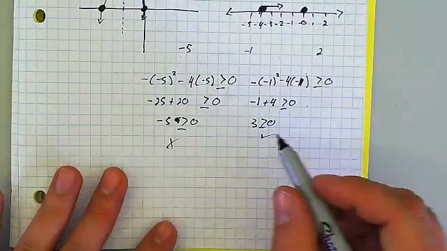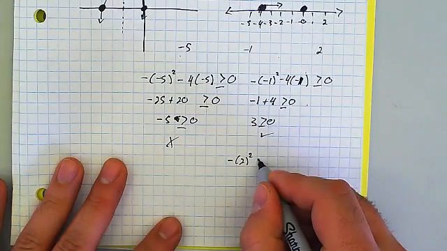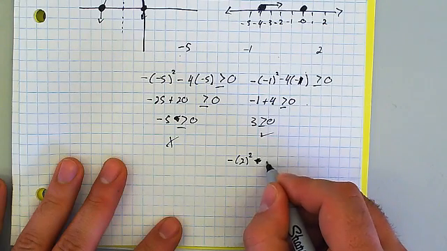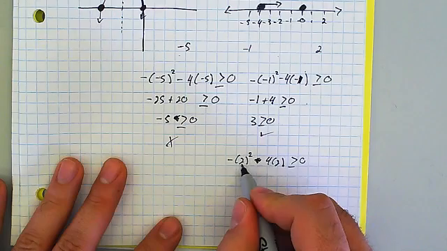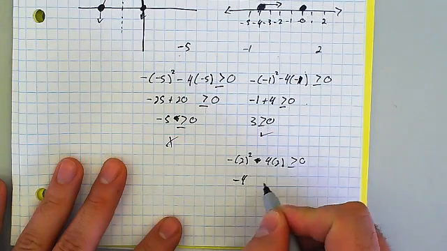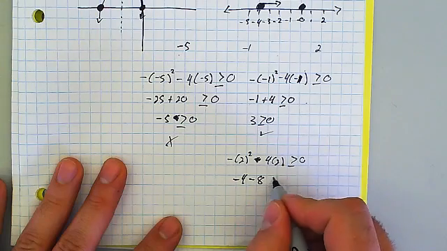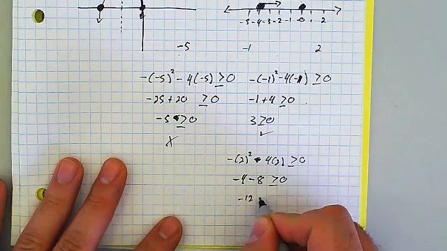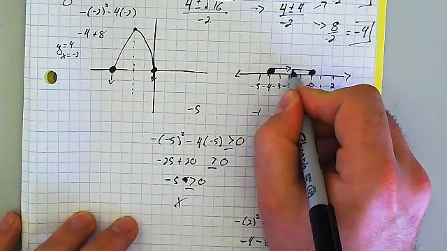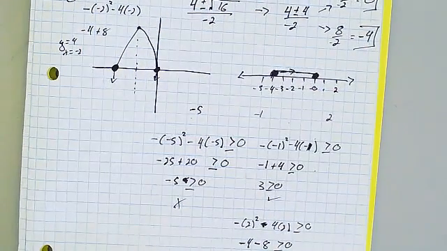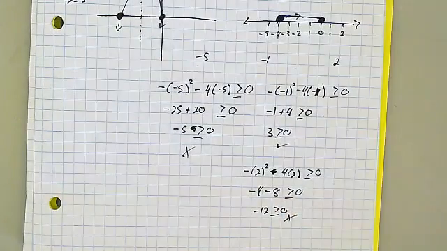Looking at our last point here, we're going to pick 2. I've run out of room, so I'm going to use the bottom. So we're going to have negative 2 squared minus 4 times 2 is greater than or equal to 0. 2 squared is 4, so we have negative 4 minus 4 times 2 is 8. Is greater than or equal to 0 is negative 12. No, it is not. So we know that our two lines kind of have to just connect over there. Neither of them go off to the right.